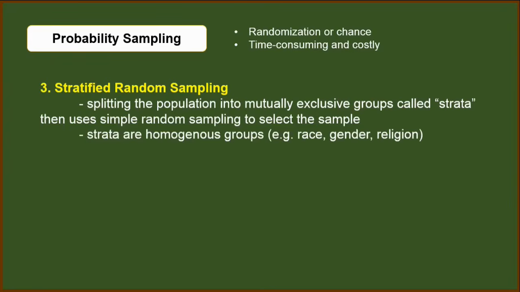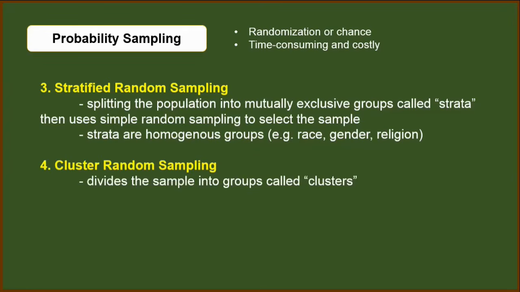These strata are homogeneous groups, for example, race, gender, religion, and so on. One example of stratum is religion. If a man is a Roman Catholic, then he or she belongs to that group only. He cannot belong to the Muslim group or the Buddhist group. That is what we mean by mutually exclusive groups. One person should belong to one stratum only.